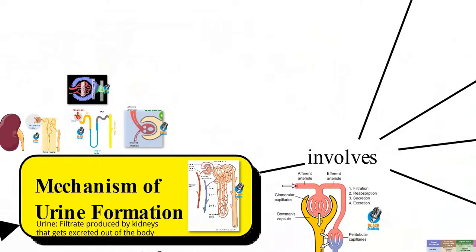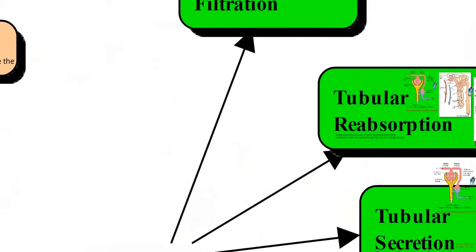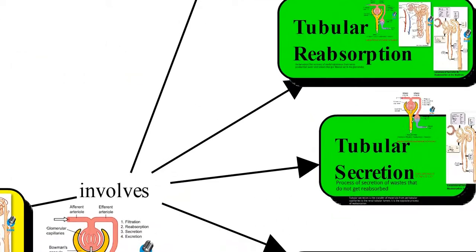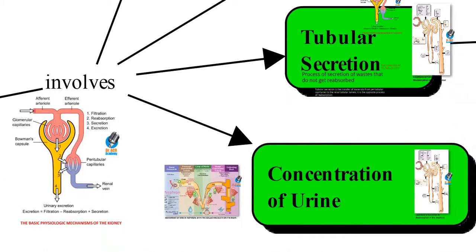The mechanism of formation of urine involves four main stages. They are glomerular filtration, tubular reabsorption, tubular secretion, and the final one, the concentration of the urine. In glomerular filtration, that is the first stage of urine formation, the urine is filtered from the glomerulus. Let us see what region or structure of the nephron facilitates the glomerular filtration.